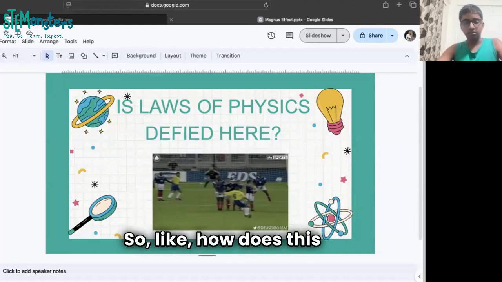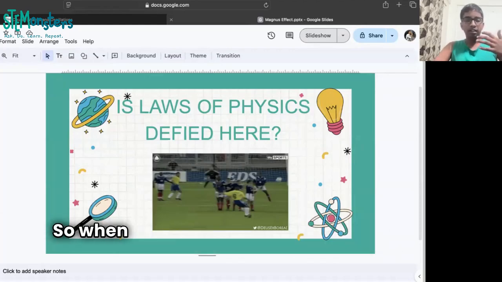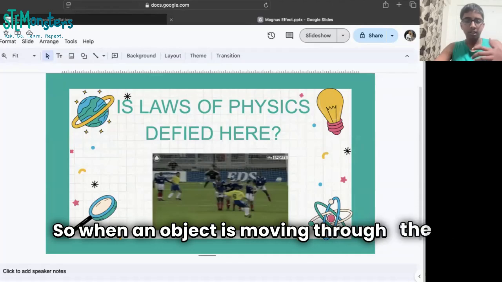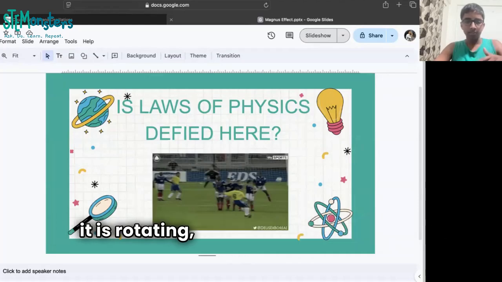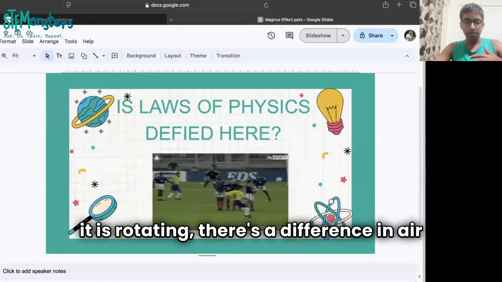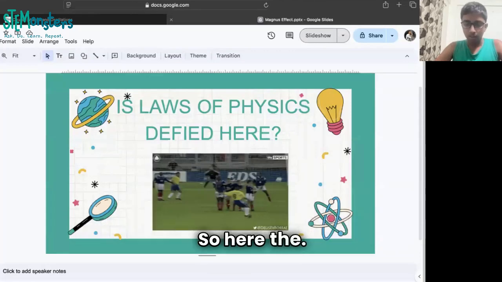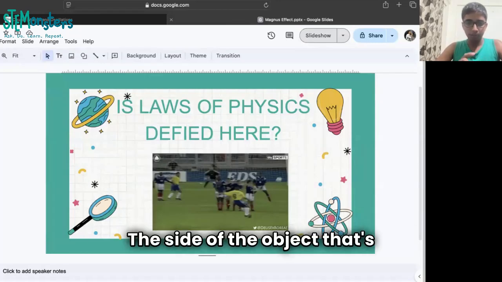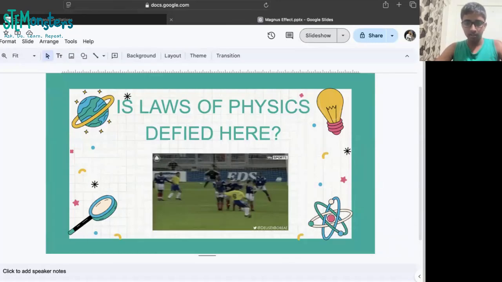So, how does this work? When an object is moving through the air and it is rotating, there's a difference in air pressure. So, here, the side of the object that's spinning in the same direction.